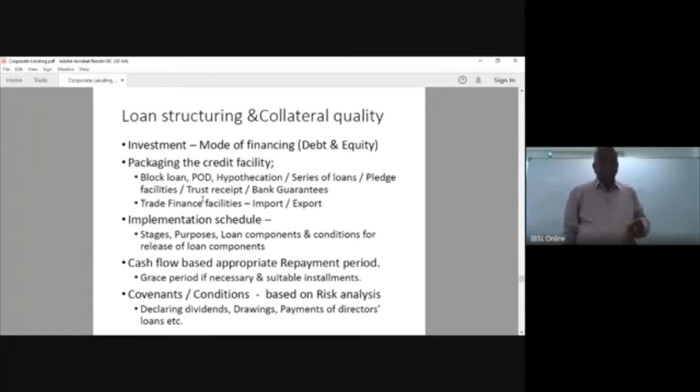And finally, loan structuring and collateral quality. Now, loan structuring. What do you mean by loan structuring? Various credit facilities are available from lending institutions for borrowers. So the credit officer or the credit manager should select the suitable credit package to fit the borrower's requirement.